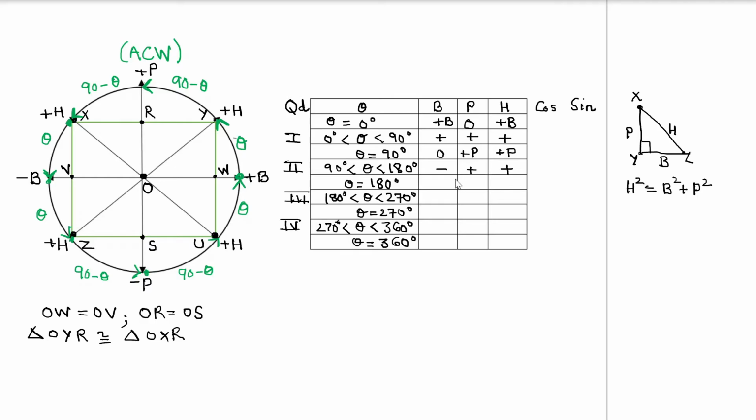Before we move on to the third quadrant, theta being equal to 180 degrees, you will see that the base is negative. It's only the base that we are talking about. There is no perpendicular aspect to it, which is why the value of the perpendicular would be equal to 0. The hypotenuse will again be equal to minus b in this case. Now when we move on to the third quadrant, both b and p are negative, but the hypotenuse is positive.